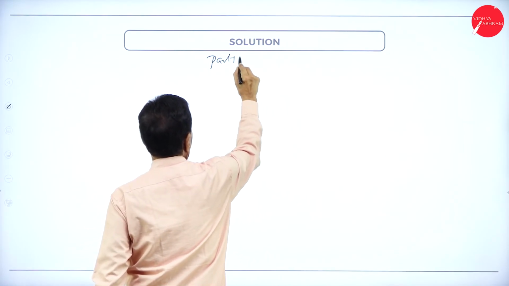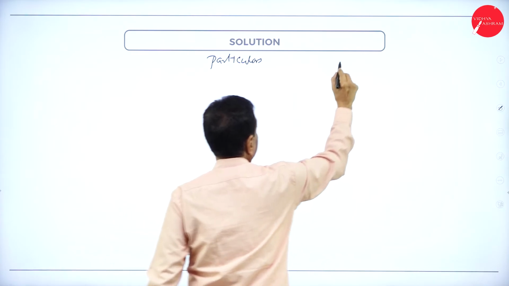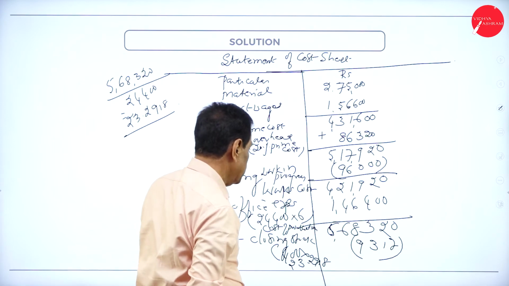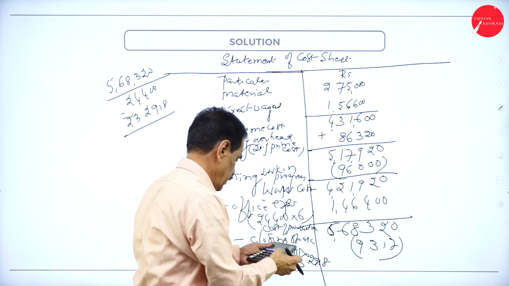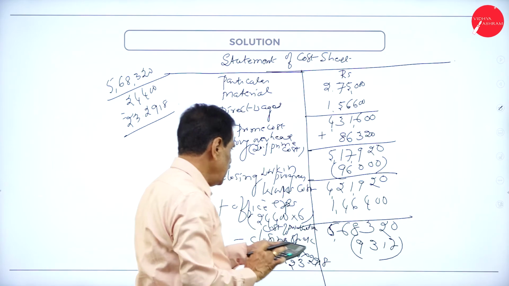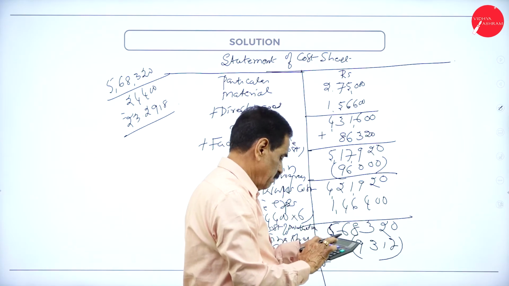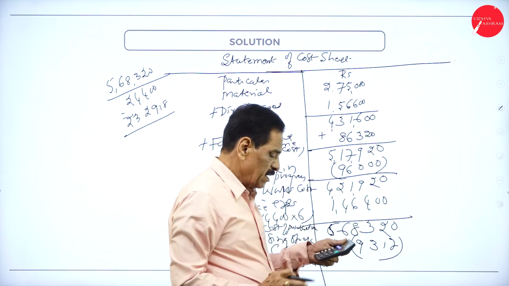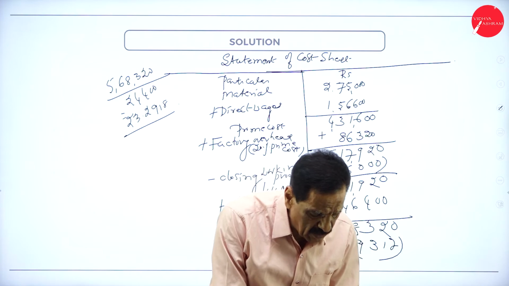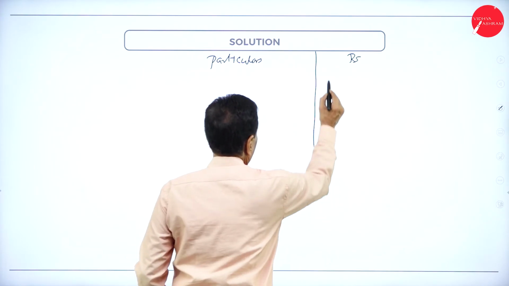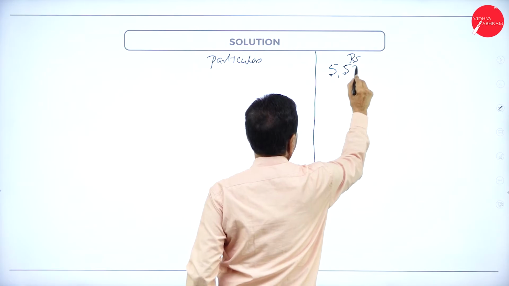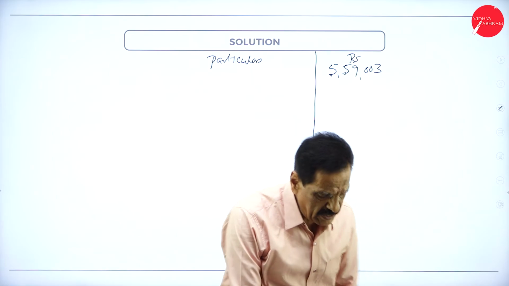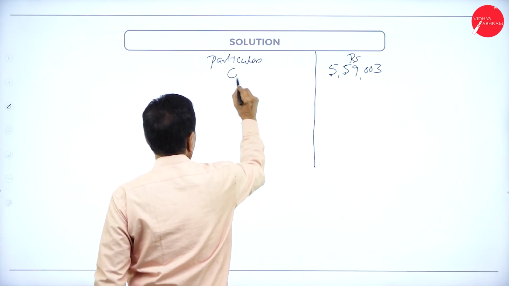Particulars, rupees. So if we deduct 5 lakh 68,320 minus 9,317, it is 5 lakh 59,003. This is the cost of goods sold.